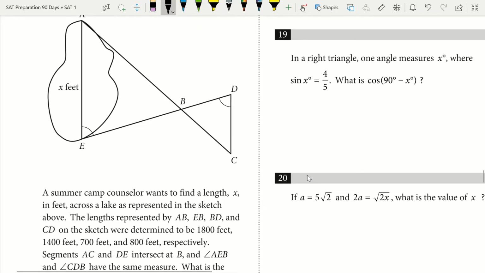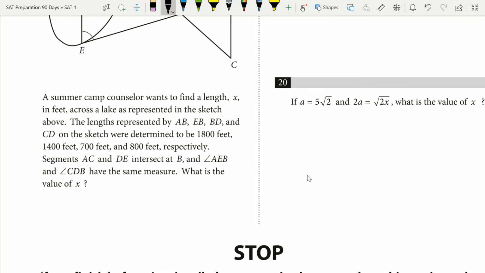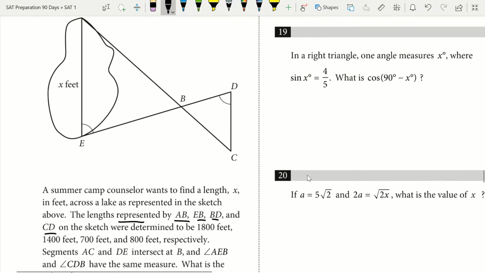Okay, question 17. Let me just go ahead and get down here. A summer camp counselor, we got to solve for x. We're told the lengths represented AB, EB, BD, CD on the sketch. So I'm going to plot this on it. I've got 1800 is AB. I got 1400 is EB, E to B is 1400. I've got 700 is BD, and then I've got 800 is going to be CD.